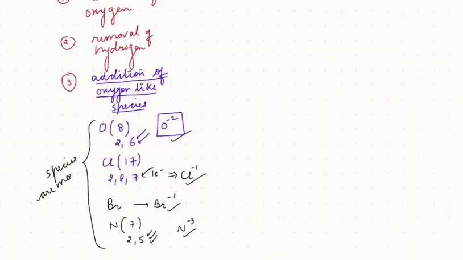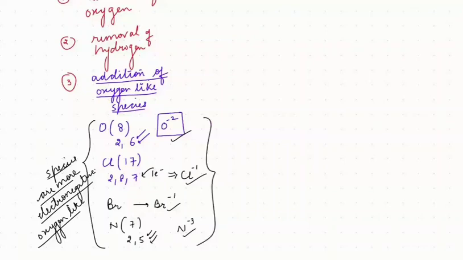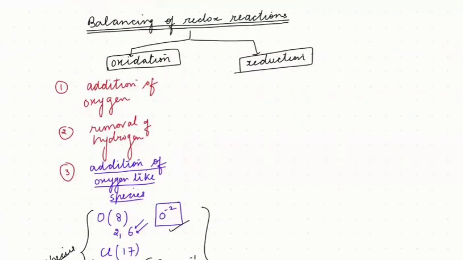When it becomes N-3, O-2, Cl-1, Br-1, all of these species are more electronegative, and all of these species are thereby oxygen-like. So that is the addition of oxygen-like species. If I say oxygen-like species, I mean anything which carries a negative charge. Similarly, when we are talking about reduction, it would be the removal of oxygen or oxygen-like species.